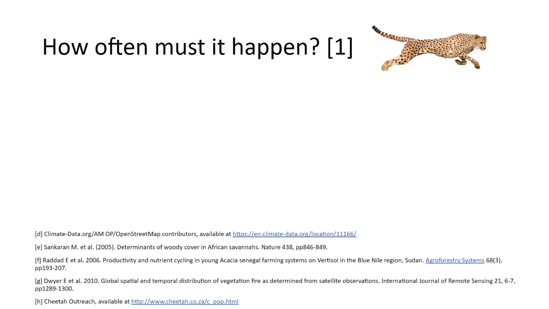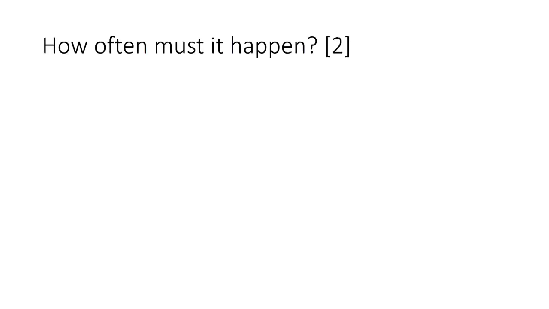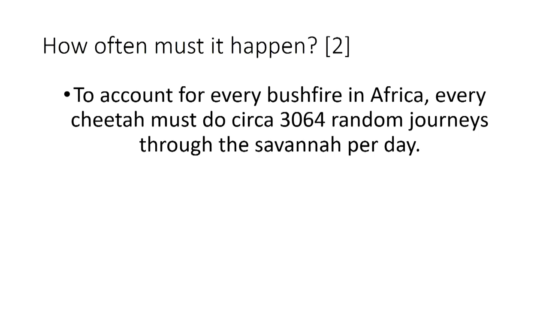So to do this, I put on my thinking cap, and I calculated the area of the African savanna that'd be made up of tree. So if the cheetahs were moving randomly, where would they intersect? I integrated the number of bushfires and number of cheetahs, and I ultimately arrived at the figure that if African cheetahs steering into trees is the sole cause of bushfires, every single cheetah will need to run about twice a minute for 24 hours of every single day.